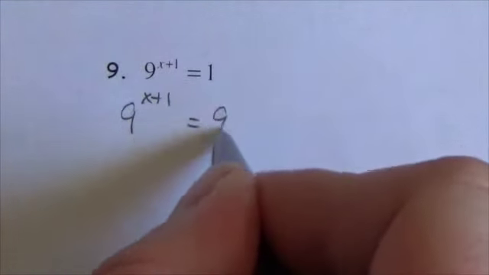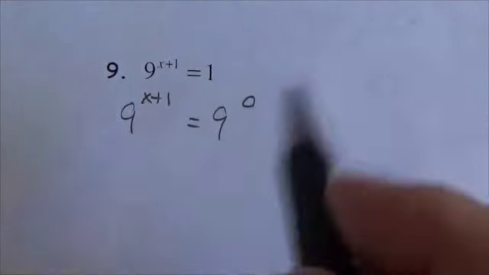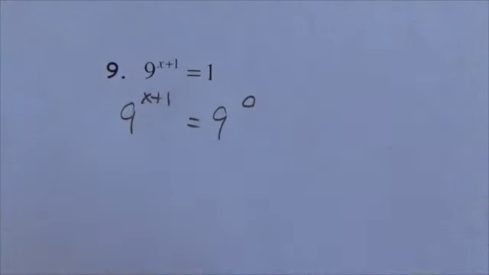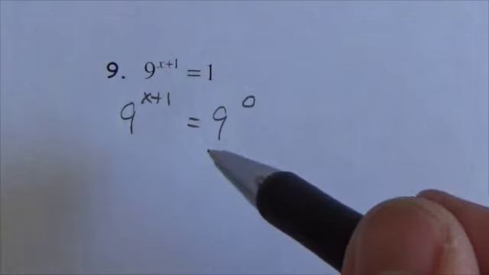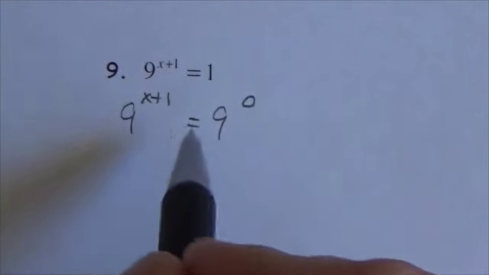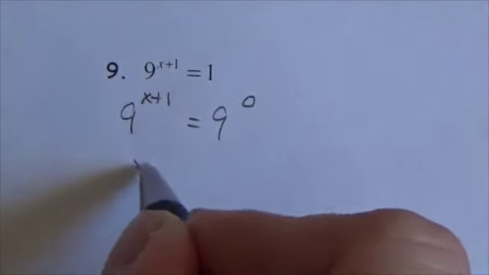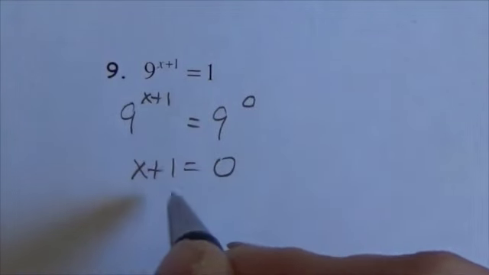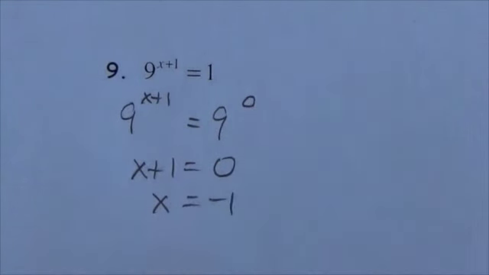What power of 9 gets you 1? Well, the answer is 0. 9 to the exponent 0 is equal to 1. And now I've got power equal to power. The bases are the same, so I can state that the exponents must be the same. And then bring the 1 over, and I'll get that x is equal to negative 1.